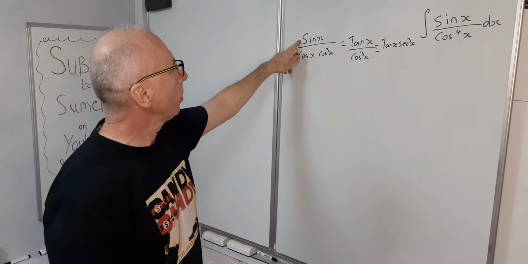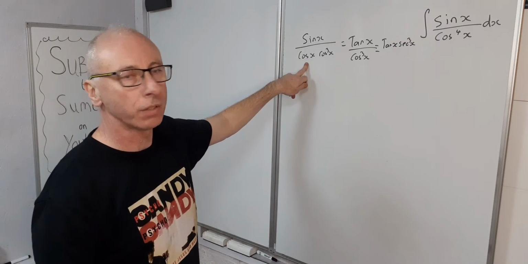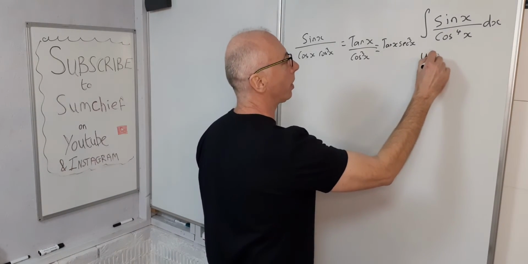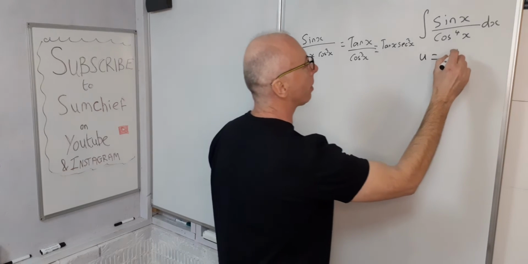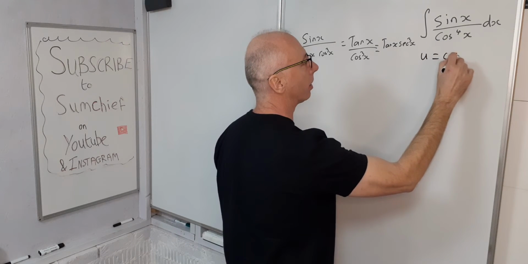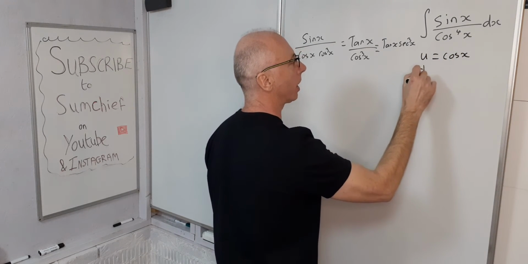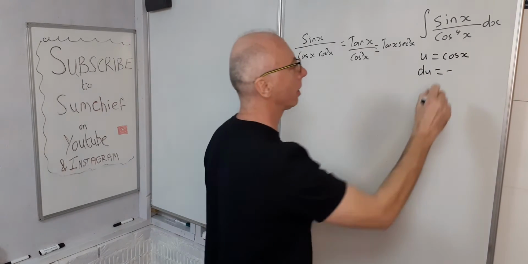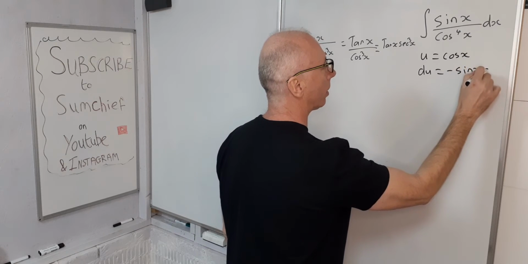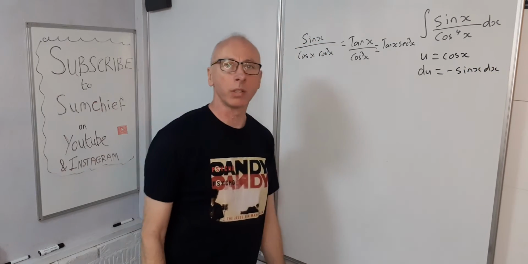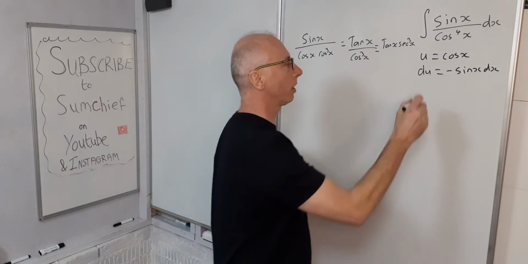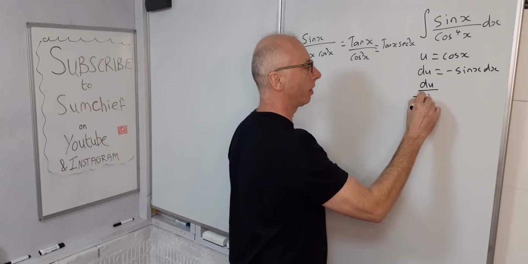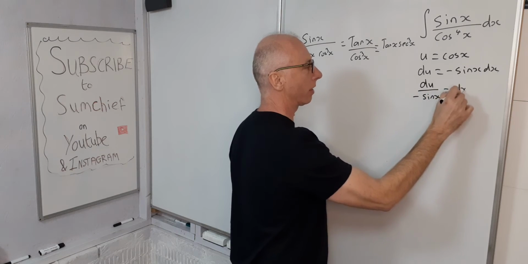Well, I reckon if we go for a sine and a cosine, first of all, try a u-sub. So let u equal cosine x. So du equals, the derivative of cosine is negative sine x dx. Now all we need to do is isolate the dx on its own. So we get du over negative sine x equals dx.